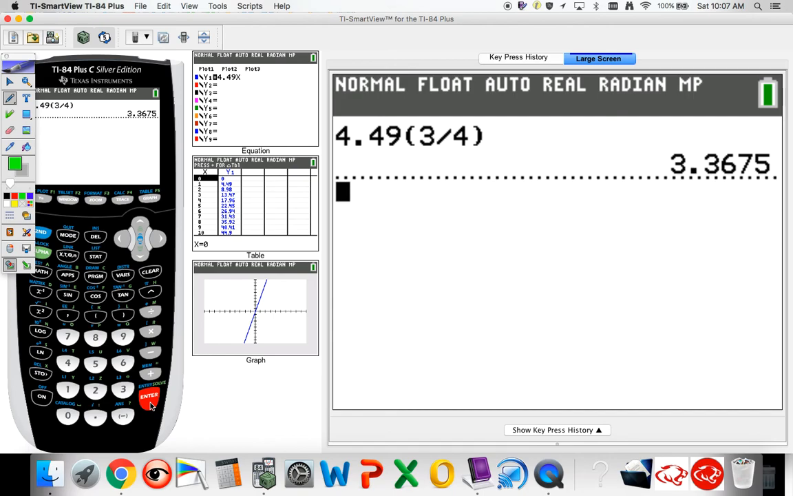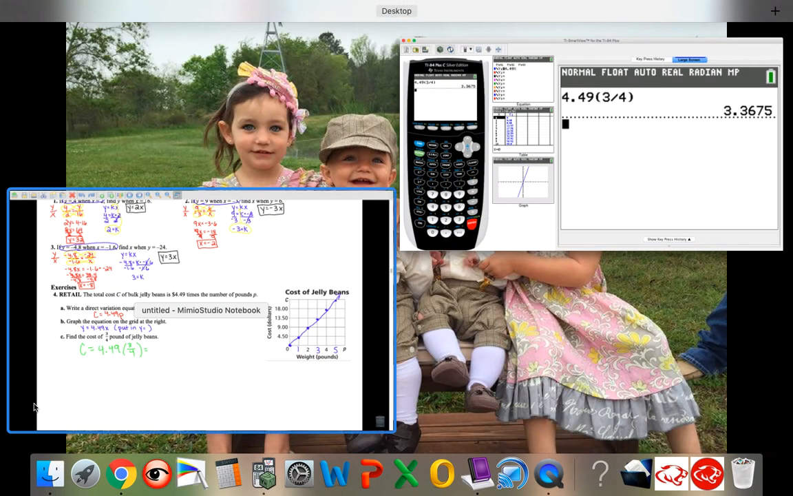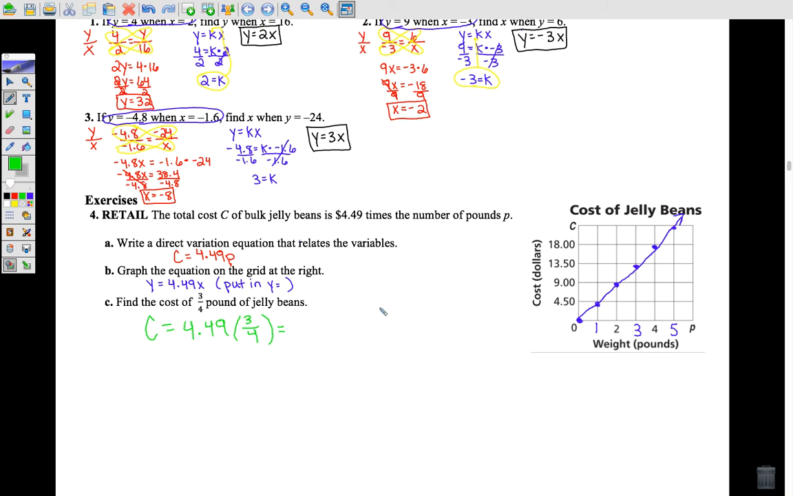So it'll cost us $3, and now you have a couple of decimals. Think of this as money, so we have to round. So $3.37. So put here $3.37 is how much it would cost if we got 3/4 of a pound. All right, and that is it for your 3-4 notes.